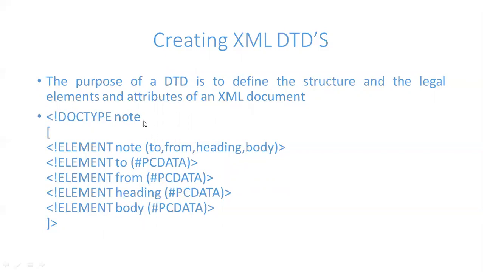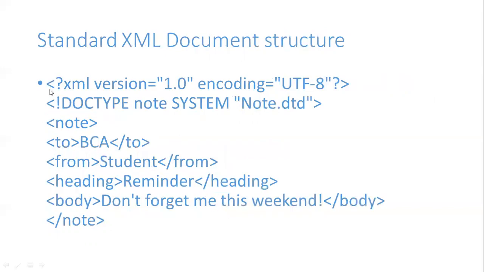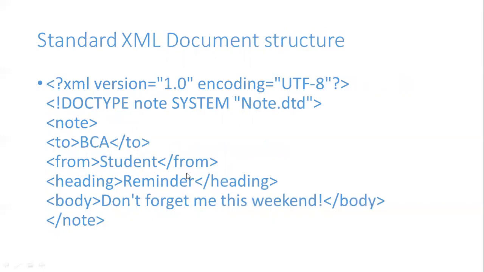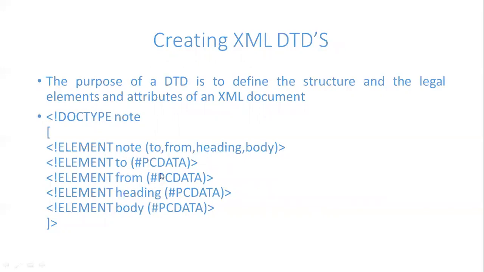So, the document type definition for note. Now, what is note here? Note is the root element of the XML that we have specified here. So element note contains the sub elements to, from, heading, and body. Then you have element to PCDATA, from PCDATA, heading PCDATA, body PCDATA. So what is PCDATA? It is parsable character data.